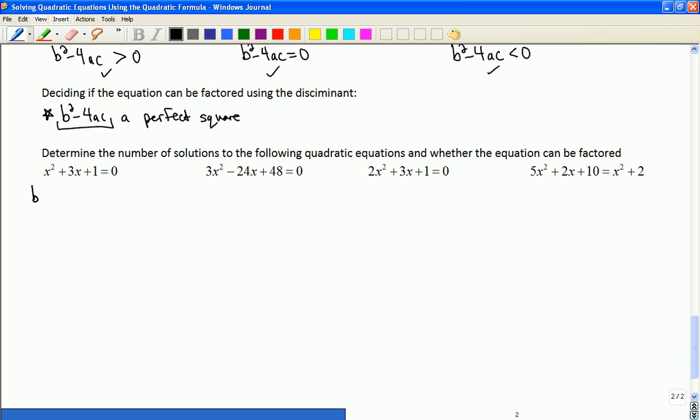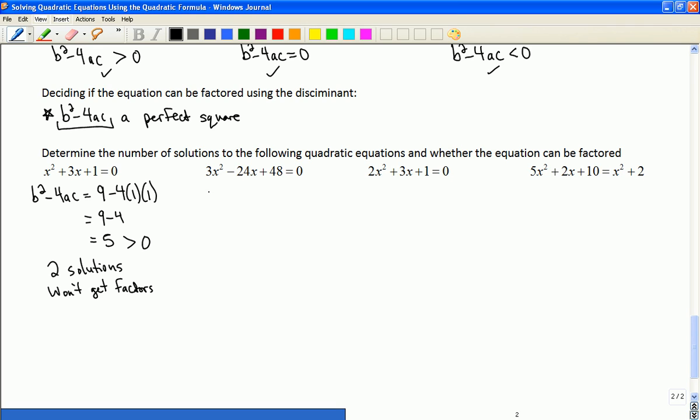In this example, b squared minus 4ac is going to be 9 minus 4 times 1 times 1. So 9 minus 4, which is 5. So since that's positive, there's going to be 2 solutions. However, it's not a perfect square, so we won't get nice factors, or ones that are rational anyways.